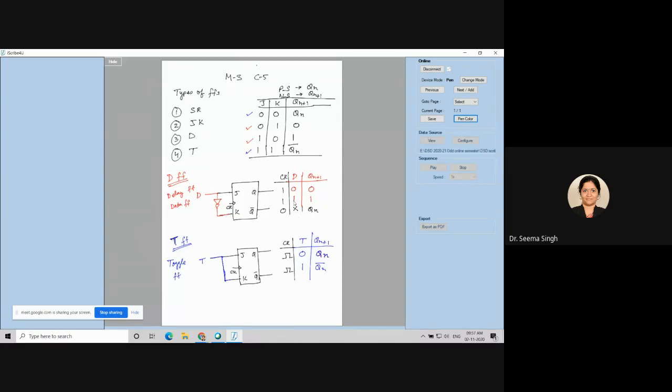And if a T flip-flop, if you want to use it as a memory, there are two possibilities. Either you can keep clock pulse as high and T equal to 0, or clock pulse as low, then your input becomes don't care, and this also behaves as a memory.